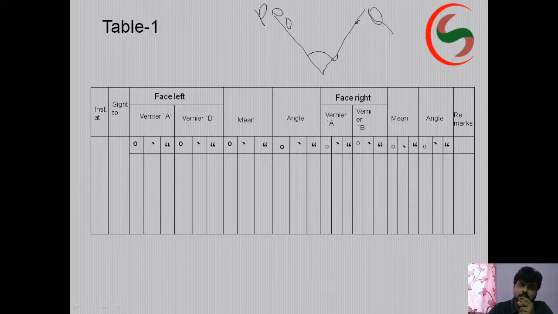Now vernier A0 is here at some angle. Let me consider this as 20 degrees. So for vernier A, the instrument at O, sighted to P, what are the values? Degrees, minutes, seconds. In the main scale reading, suppose it is 20 degrees. So you have to write 20 degrees. Here also you write 20 degrees.